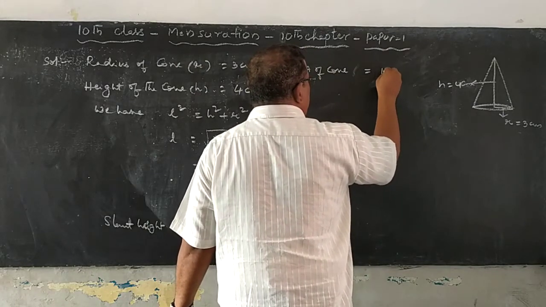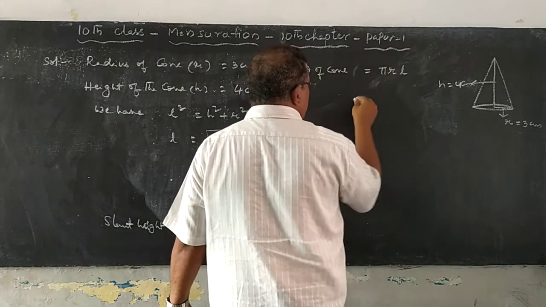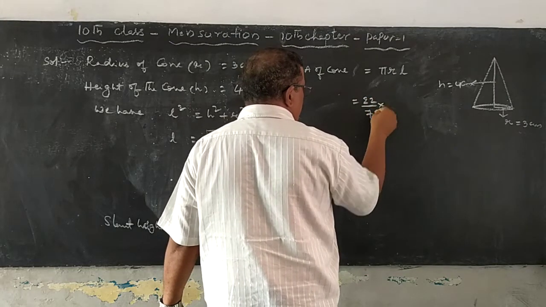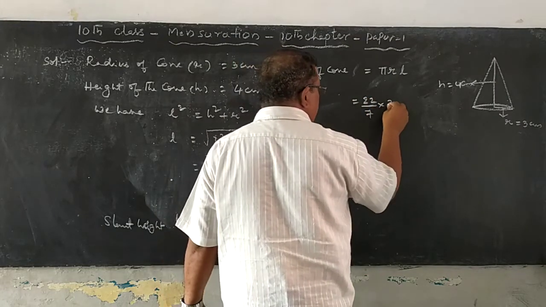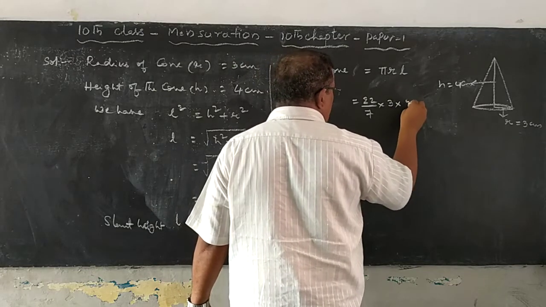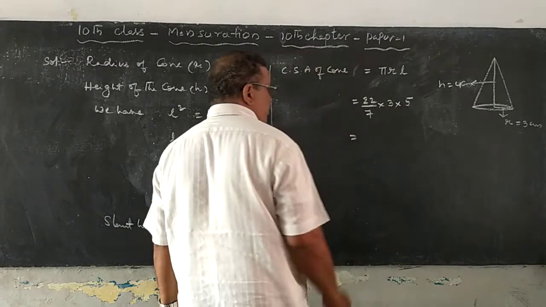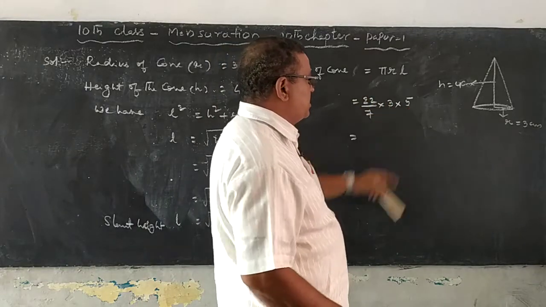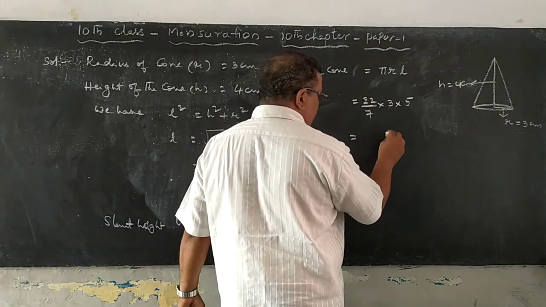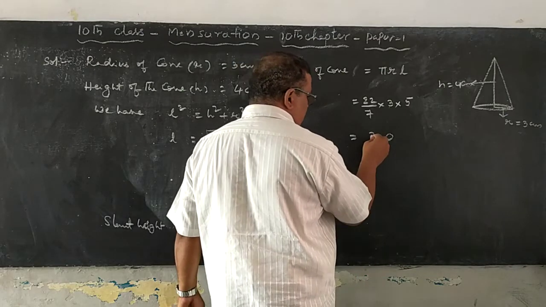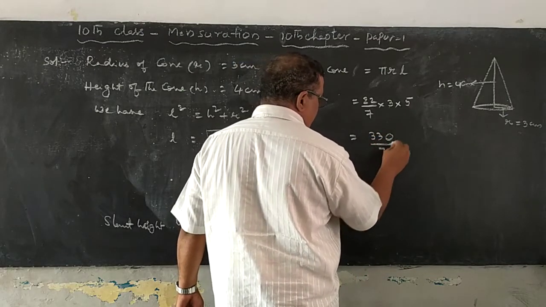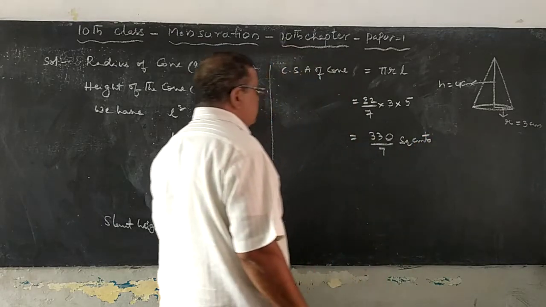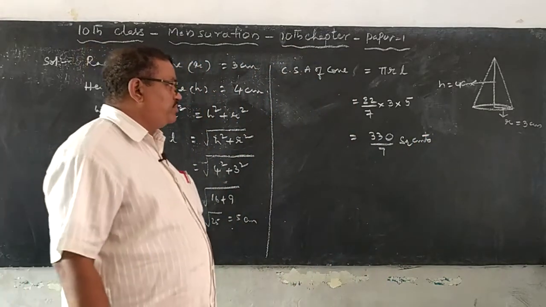Formula is pi r L. Apply the values. Pi value is 22/7, r value is 3 centimeters and L value is 5. 22 threes are 66. 66 times 5 is 330, so 330/7 square centimeters. This is the CSA of the cone.